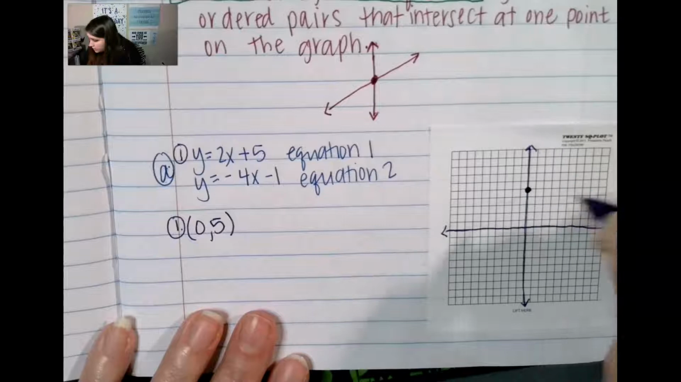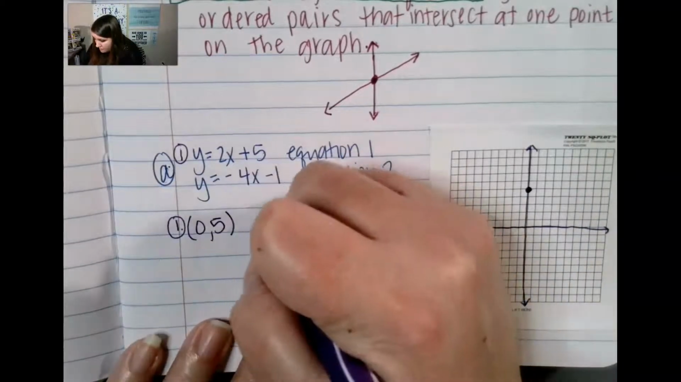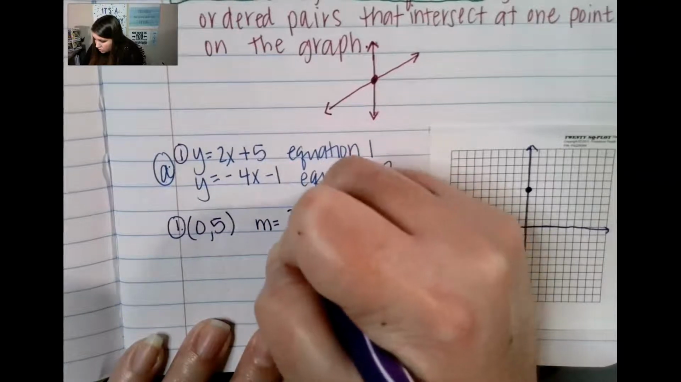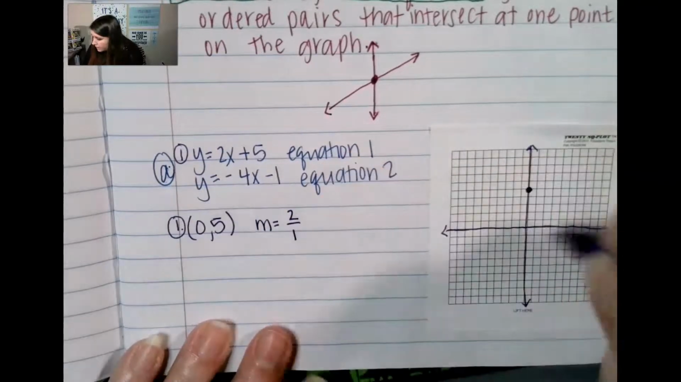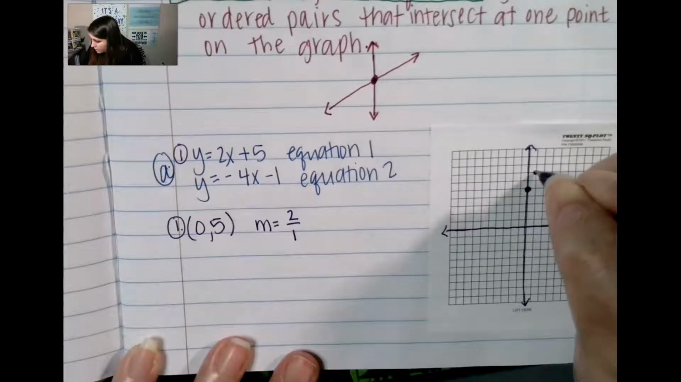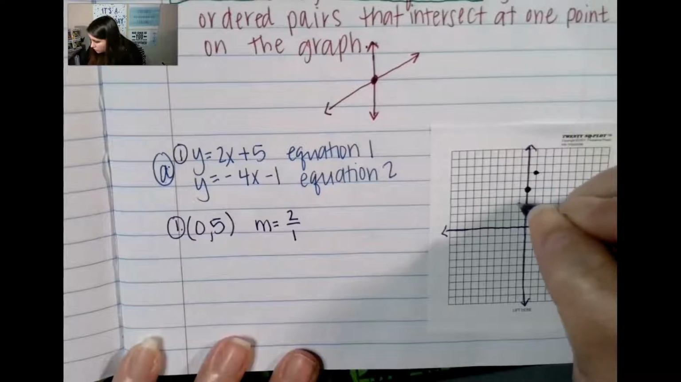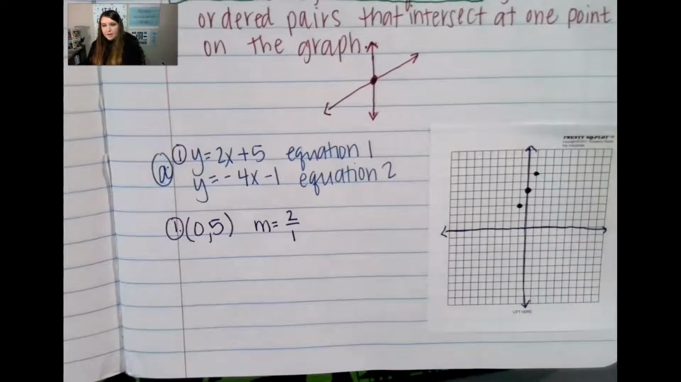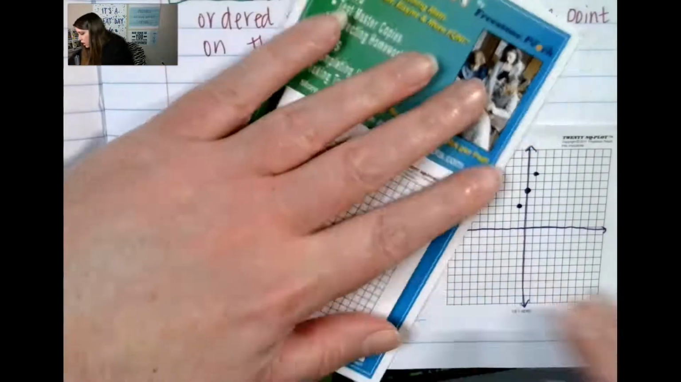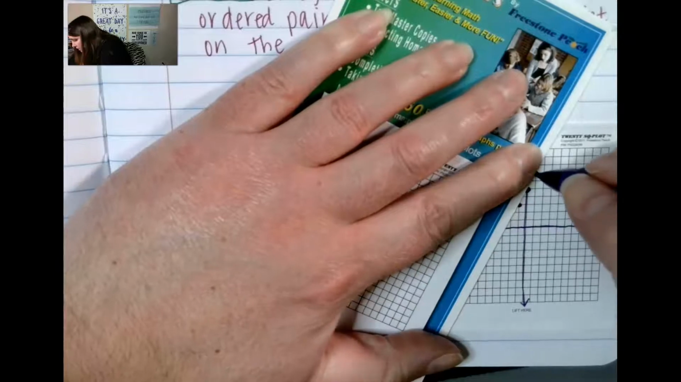Put a dot there, and then we have a slope, our m equals 2 over 1. So we're going to either rise 2 over 1, or go down 2 over 1, down 1, 2 over 1. And now we can draw our very first line.